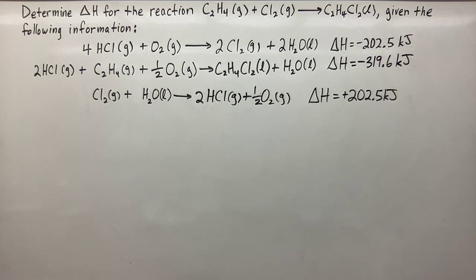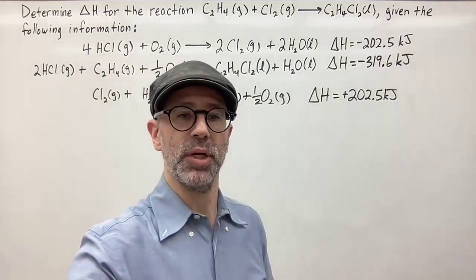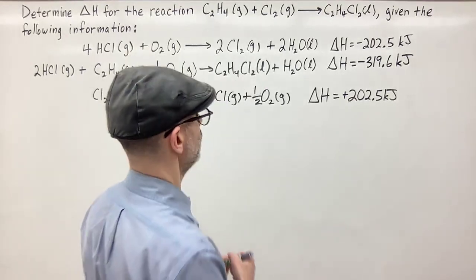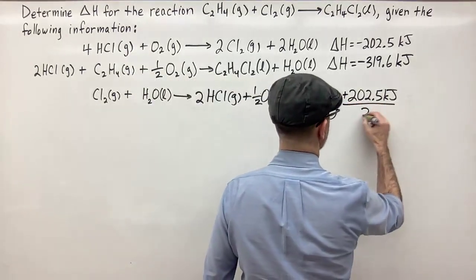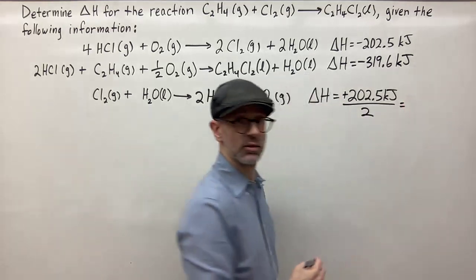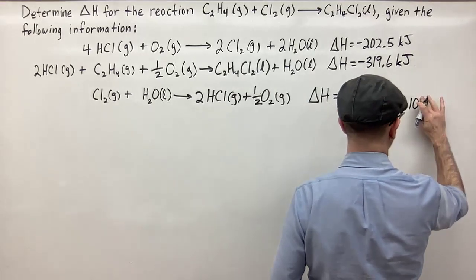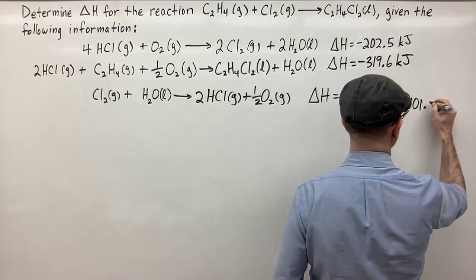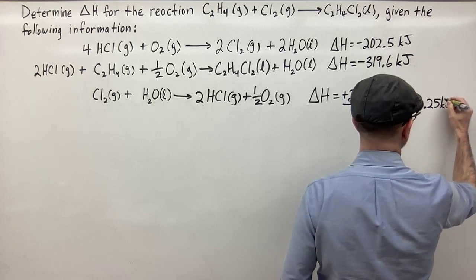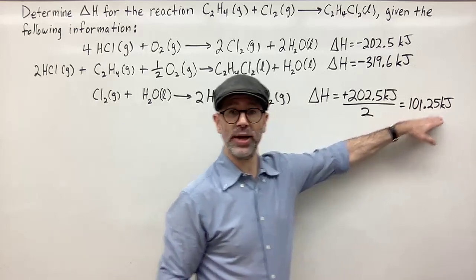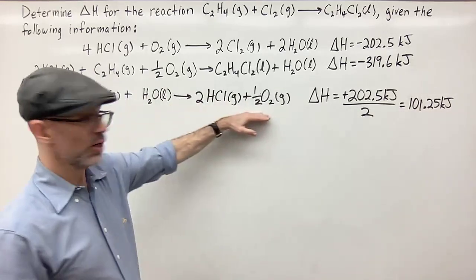Give me a moment. I have to divide by 2. And that's 101.25. So we're going to divide this by 2, and that's going to give us 101.25 kilojoules. So that's going to be the heat of the reaction for this particular equation.